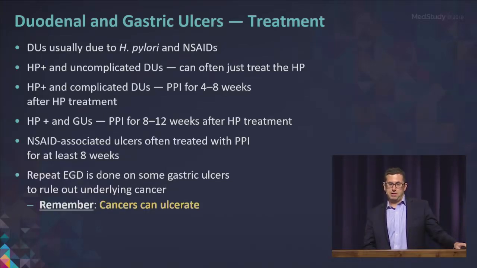pylori has been treated. And NSAID-associated ulcers are often treated with PPI for at least 8 weeks. I should mention that it's important to repeat the endoscopy in many cases of a gastric ulcer, particularly if it's large or concerning looking, or you didn't take enough biopsies to begin with because cancers can ulcerate. And sometimes you could actually get a false negative biopsy. So generally we'll go back in a few months to make sure everything healed up, to make sure there's no cancer that we missed initially.